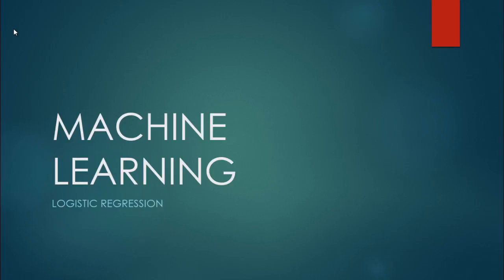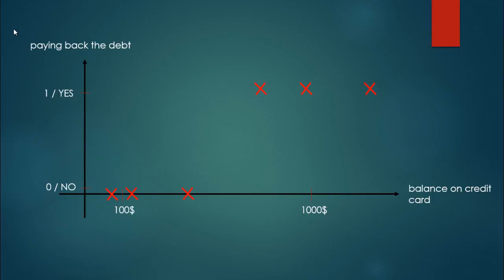Hi, in this video we are going to talk about logistic regression. So let's get started. Imagine a situation where we're working for an insurance company and we want to make a prediction according to the balance on credit cards, and we want to predict whether the given person can pay back the debt, the loan. And of course there are two categories: no, which denotes zero, and yes, which means that he or she can pay back the debt.